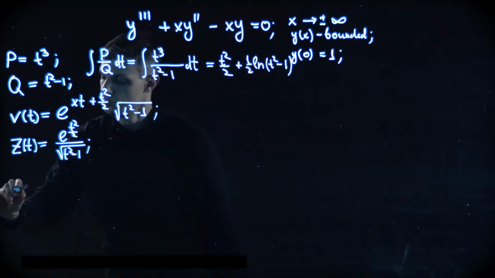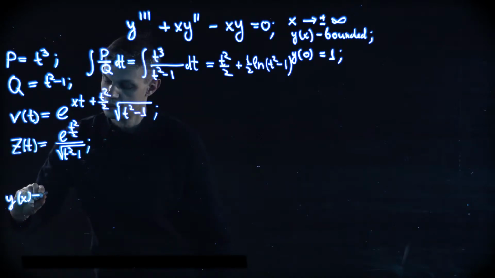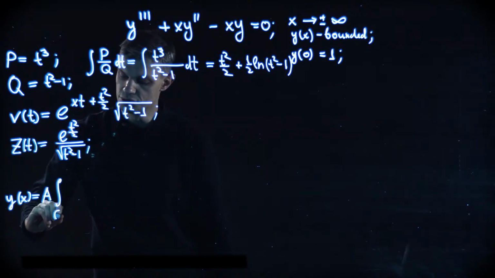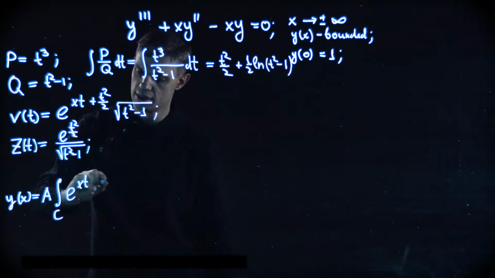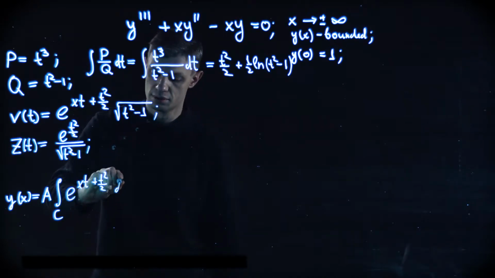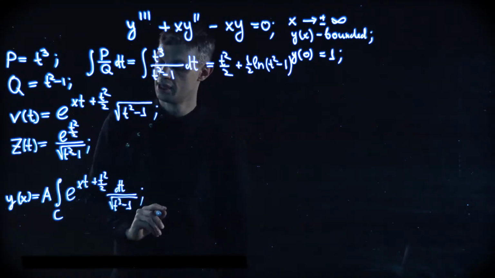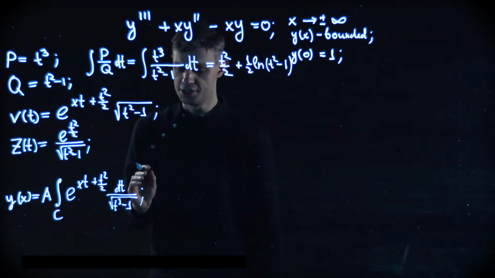Right, so now we are ready to write down our exact solution in the form of linear contour integral. Right, so our solution is some constant a times the contour integral of e to xt plus t squared over 2 dt over the square root of t squared minus 1. So here it is. So half of the whole procedure is done.